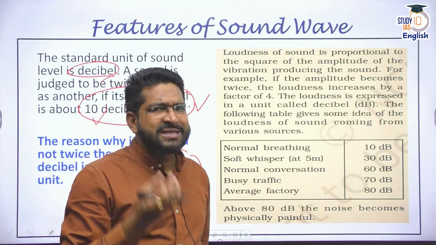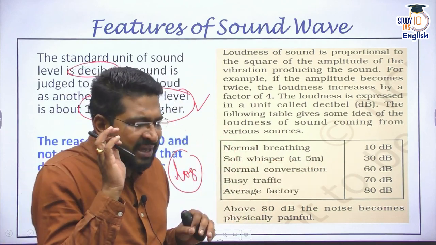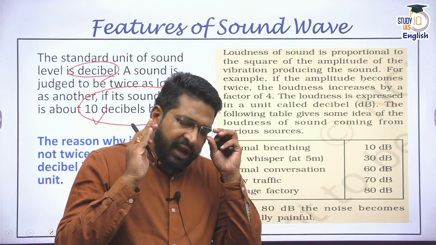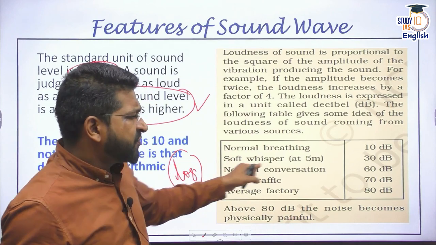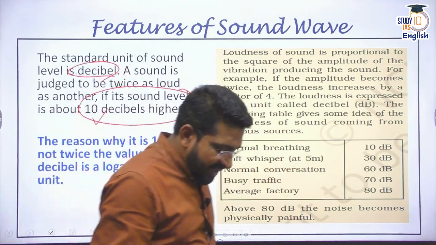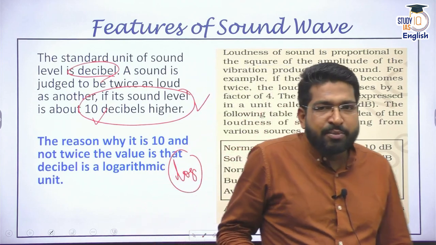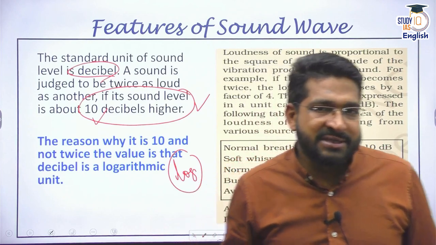The normal breathing sound that comes to our ears is about 10 decibels, very small. If somebody is whispering, say while talking on their phone, that would be probably 10 to 20 decibels. A soft whisper is about 30 decibels. Then a normal conversation is 50 to 60 decibels. Right now, the loudness of the sound that I am producing is approximately 50 to 60 decibels.